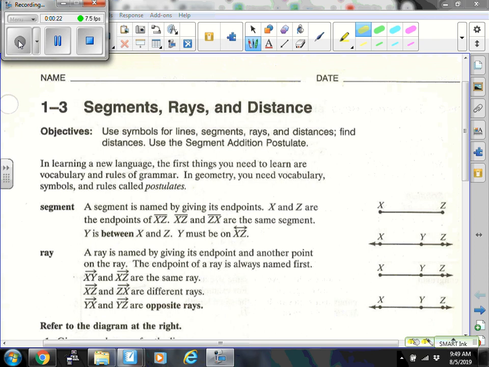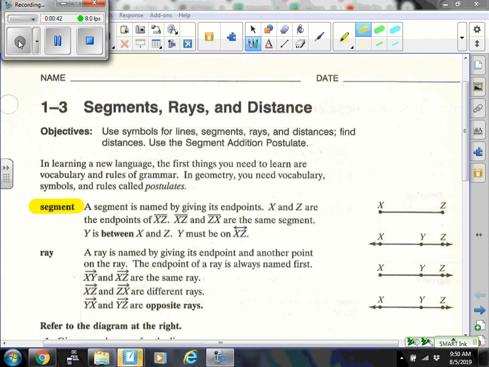We're going to talk about segments, rays, and distance. Okay, and then some other things that go with that, some specific types of distances. So the first term is segment. And the words here don't quite give away exactly what a segment is, so I'm going to use the illustration to help you with that.